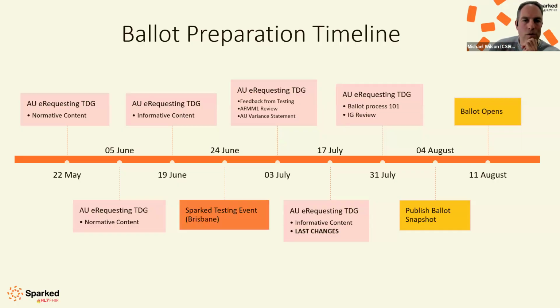And what that looks like at a timeline moving forward. So we have the 22nd of May and the 5th of June to do normative content. So that's profiles and structured content in the IG. We only got 2 meetings. Then we really need to move into the informative content, all the supporting information that's in the IG to support implementation. Then we've got the Spark testing event, 24th of June. Following that, we'll look to get any feedback from testing and do our AFMM review and approval, as well as the variance statement. And then really the 17th of July is our last meeting for any changes.